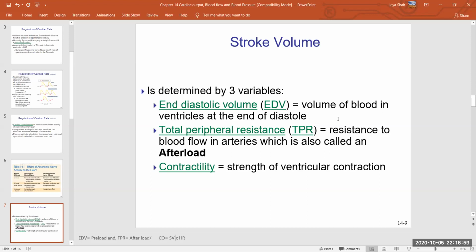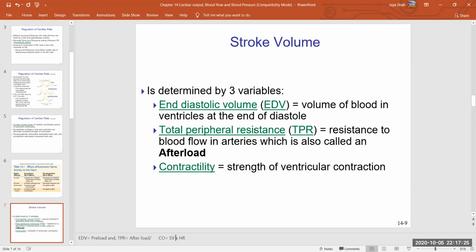EDV is volume of blood in ventricle at the end of diastole. So when the ventricle is relaxing, at the end of relaxation of the ventricle, the amount of blood collected is called end-diastolic volume, EDV. So EDV is volume of blood in the ventricle at the end of diastole.